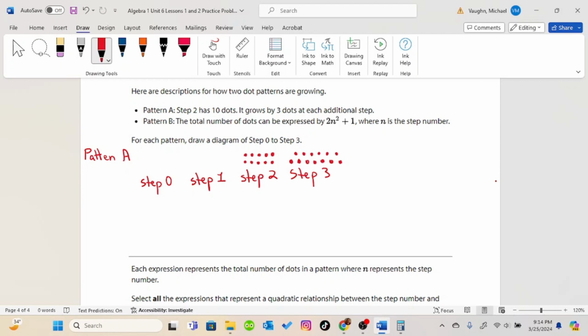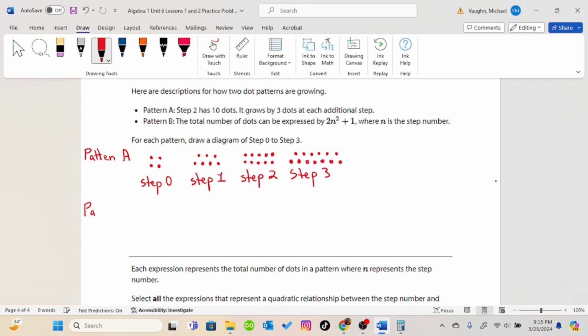Going the opposite direction to find step 1, we would need to subtract 3. So going from 10 to 7. And again, to go from step 1 to step 0, we're going to subtract 3, and we just have 4 dots. So this is what pattern A would look like.